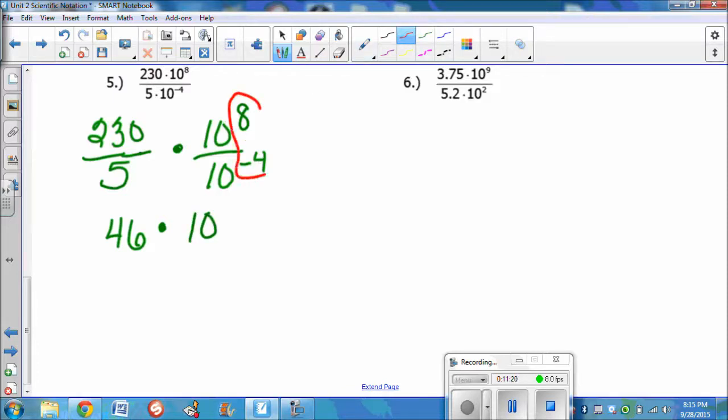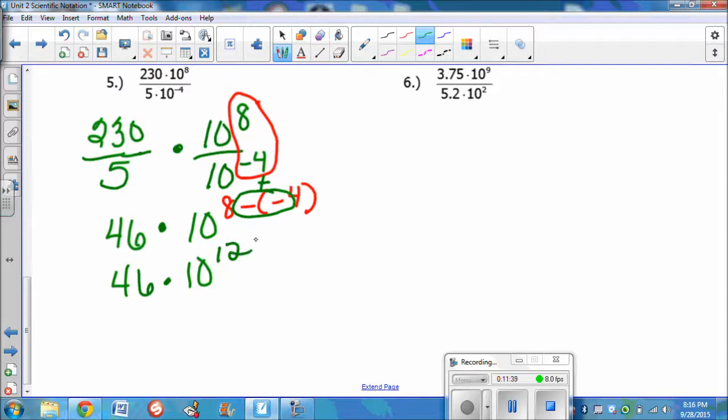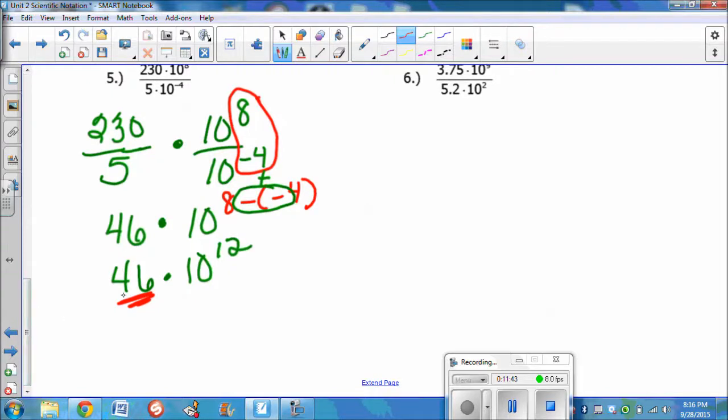What do we do with these exponents? We said we have to subtract, but be super careful because it's 8 minus a minus 4. So we have 46 times 10. What happens here? Minus a minus, it becomes a plus. 8 plus 4 is 12. But look at that coefficient. Do we need to adjust? 46. 46 is not between 1 and 10. So where do I place my decimal? Right there. Well, what was that 4?